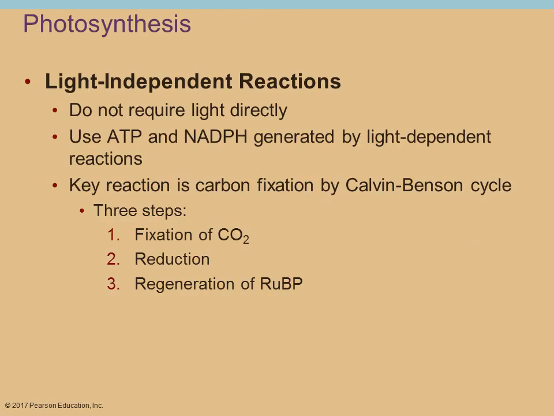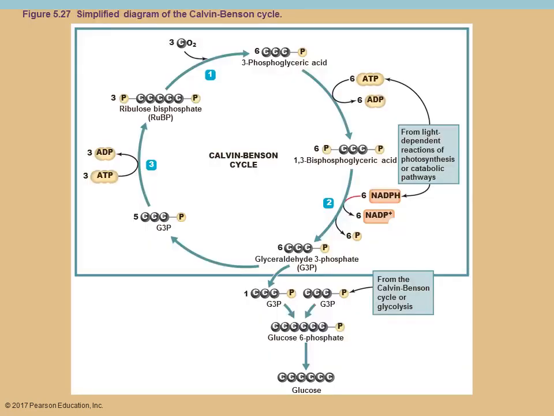The light-independent reaction, as it says, does not require that light directly. It's dependent on the previous step, which did. And now what you're going to do is fix that, what we call carbon fixation. There's 3 different steps: the fixation of CO2, reduction, and then regeneration. It uses the Calvin-Benson cycle.